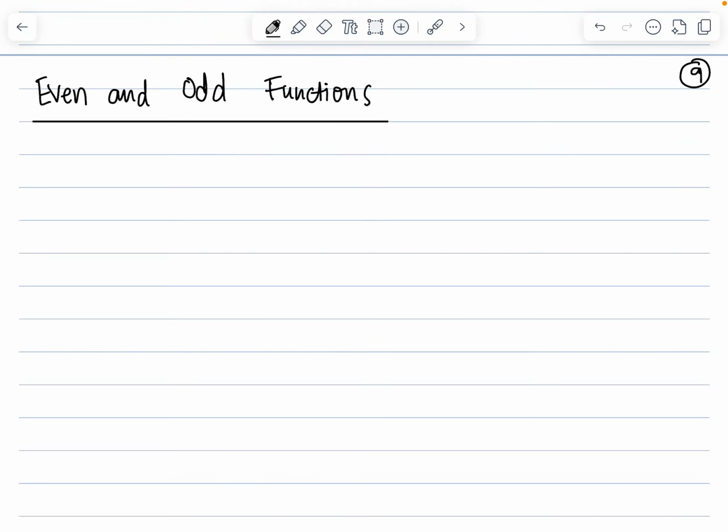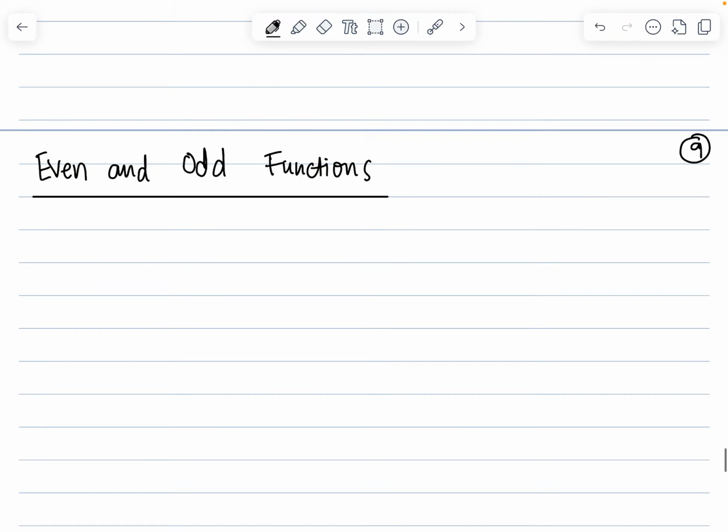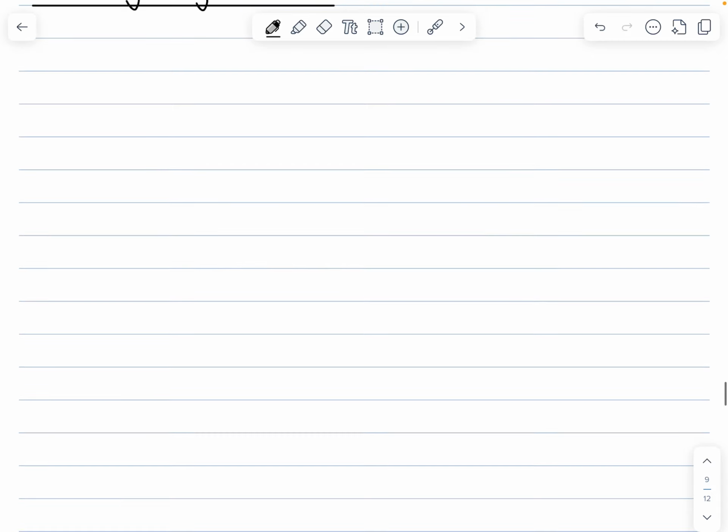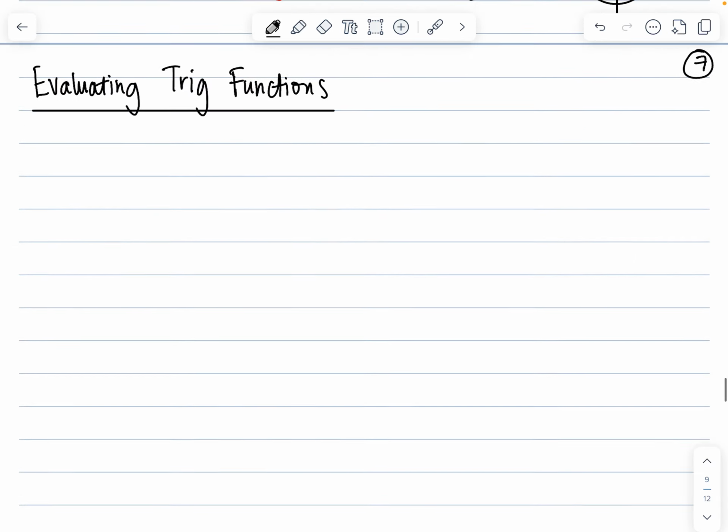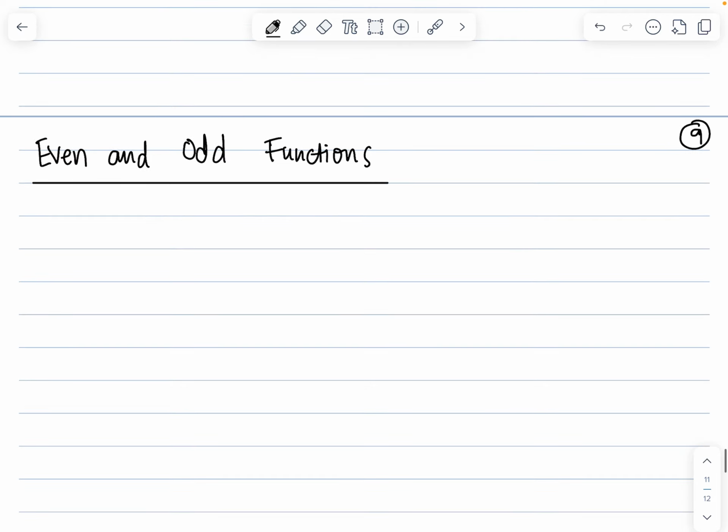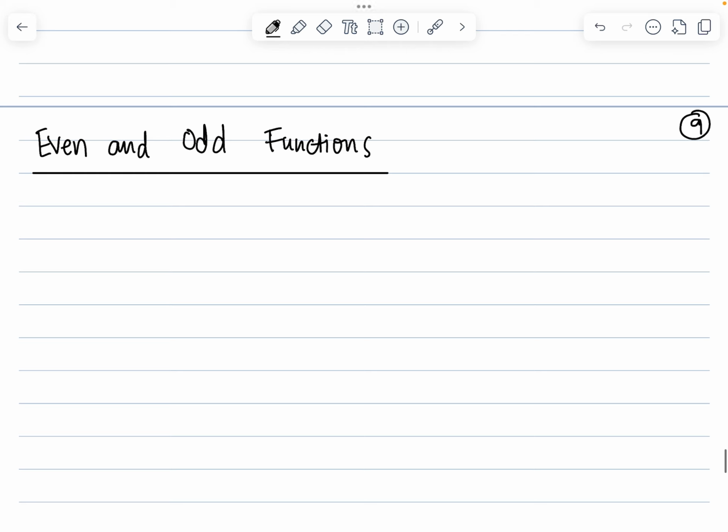Hello and welcome to a special lesson in our unit circle unit. This will appear right after our notes on evaluating trig functions, so make sure we have that set of notes before we actually fill this one in, if you don't already have them for whatever reason. And we're talking about even and odd functions.